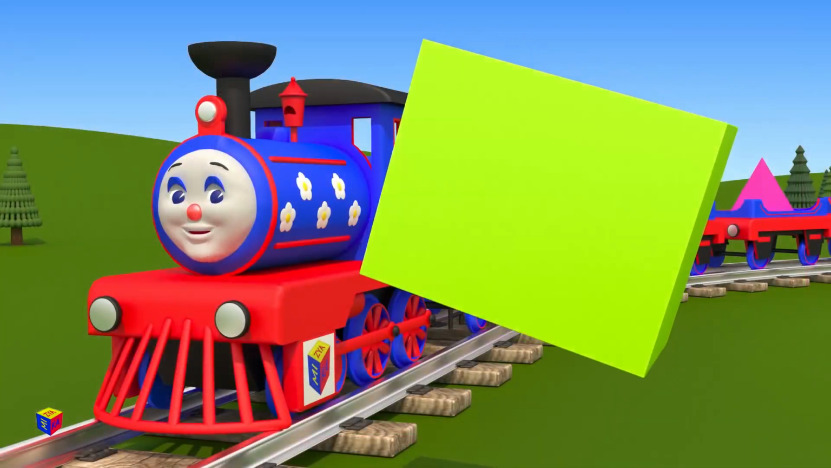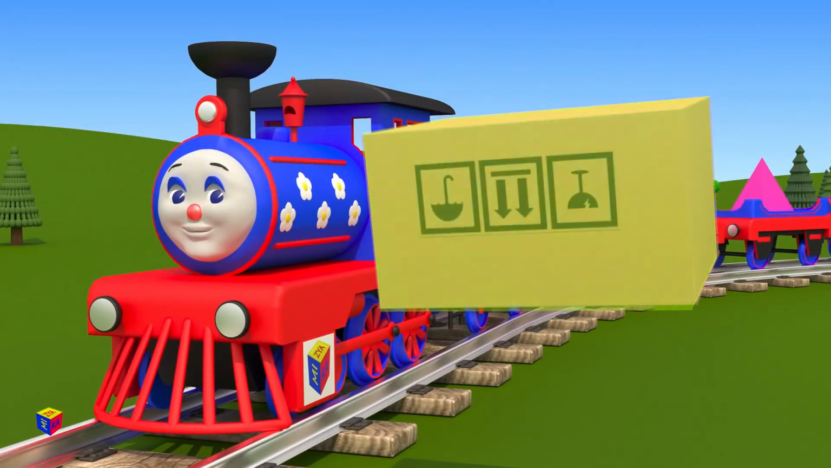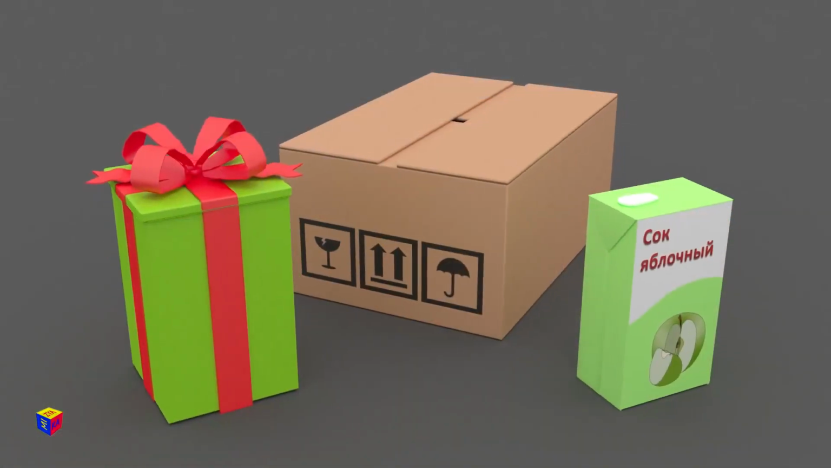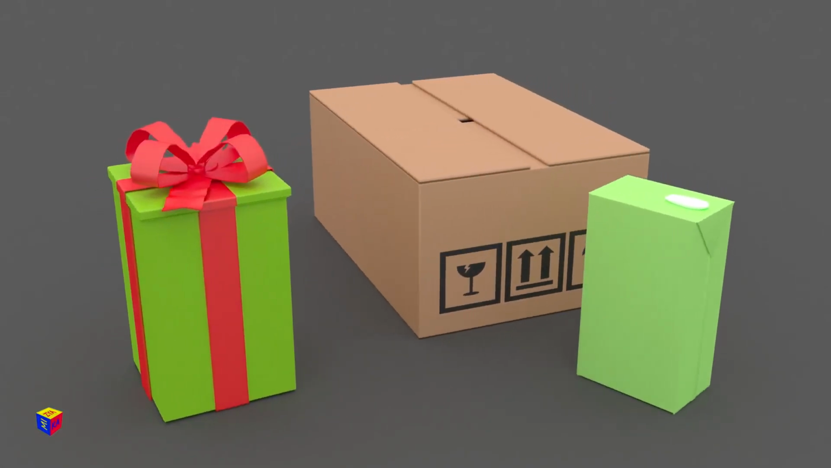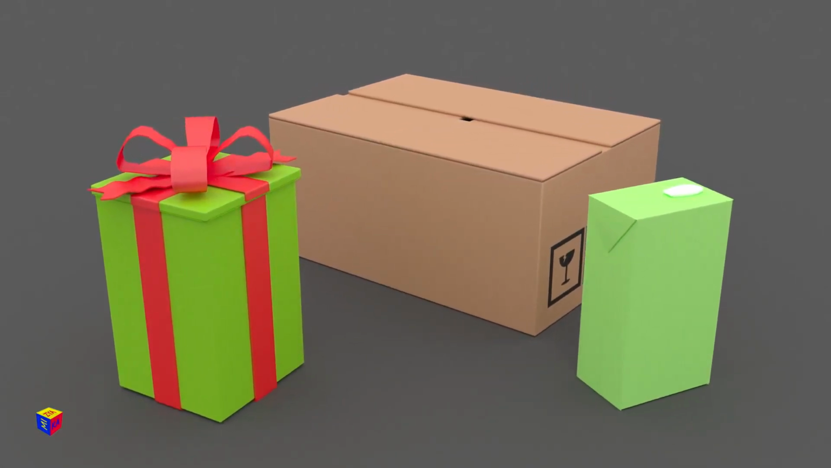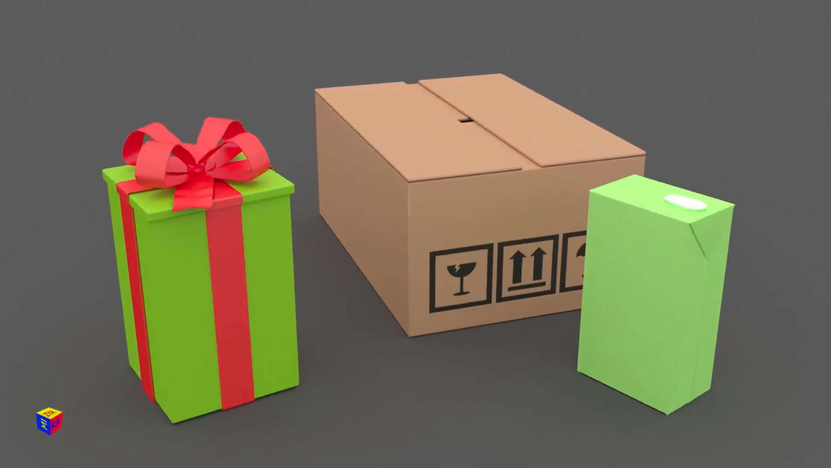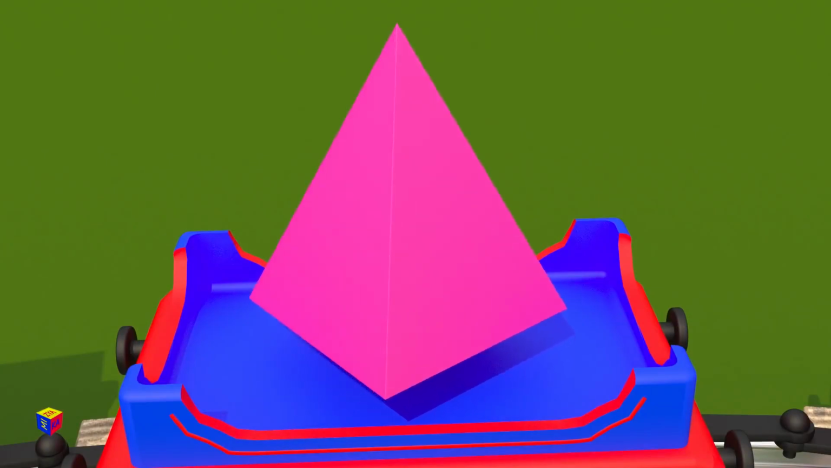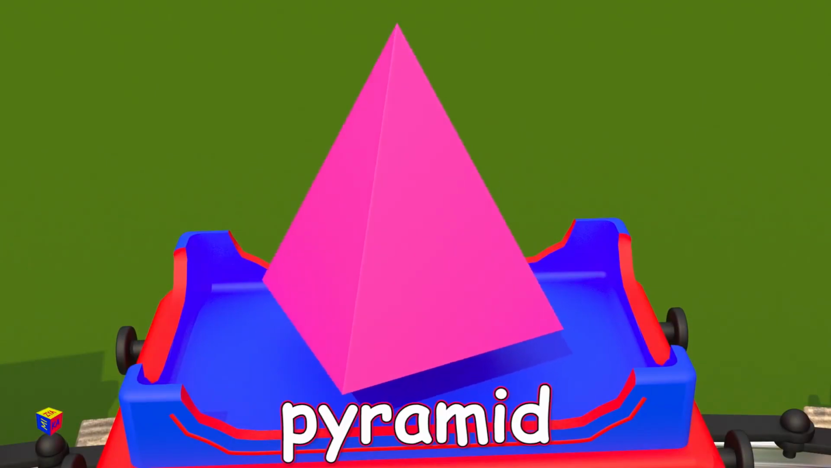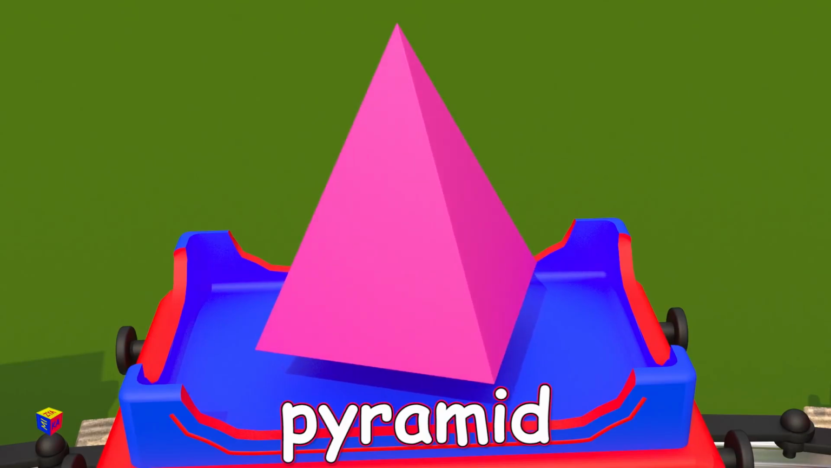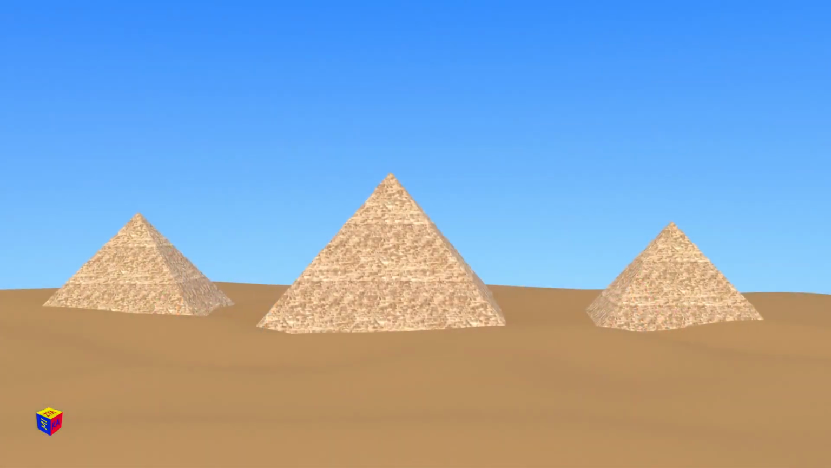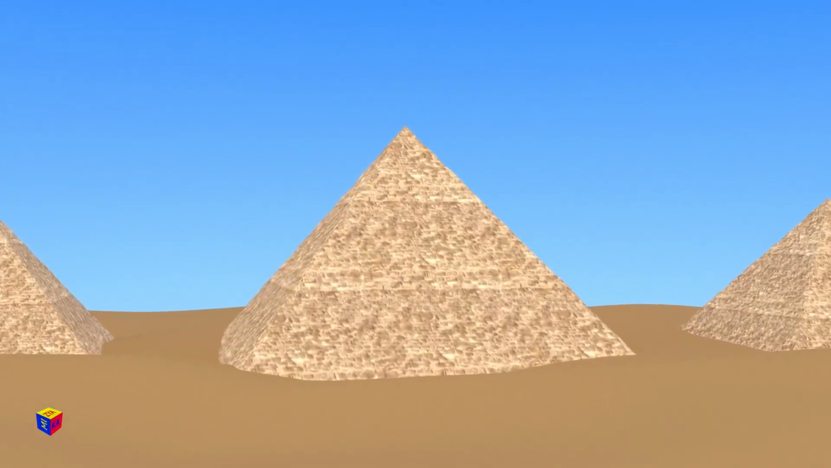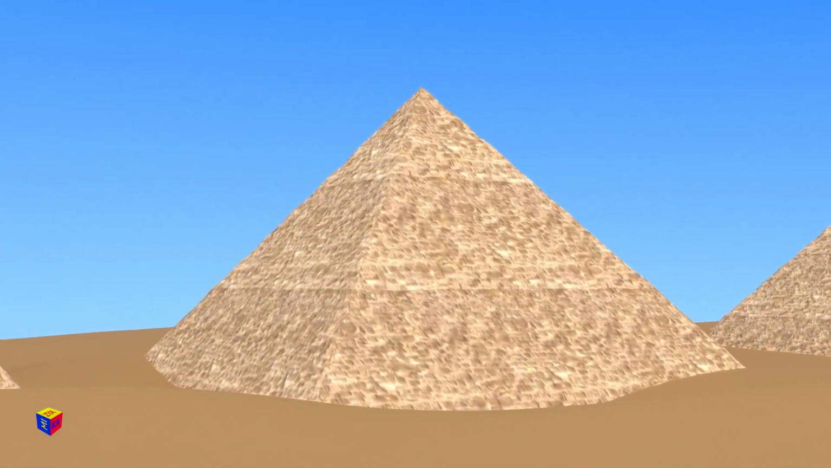What does a rectangular prism look like? Like a box. And just like boxes, rectangular prisms can be very different. Do you know the name of this shape? It's a pyramid. Do you recognize these pyramids? That's right, these are the Great Pyramids in Egypt.